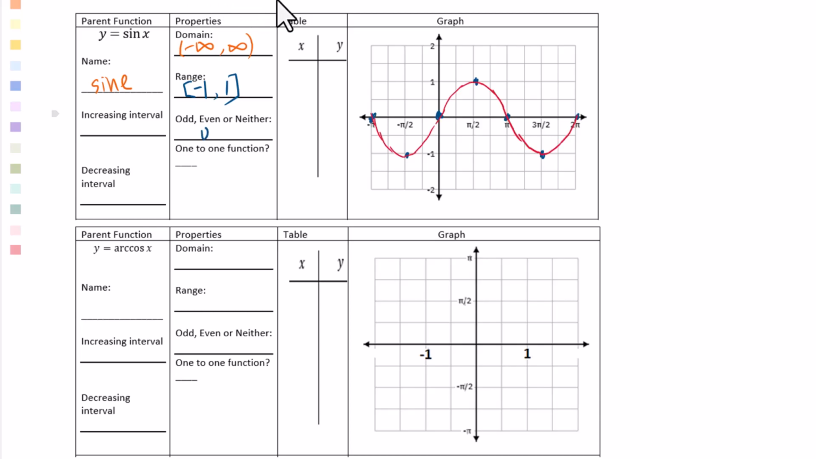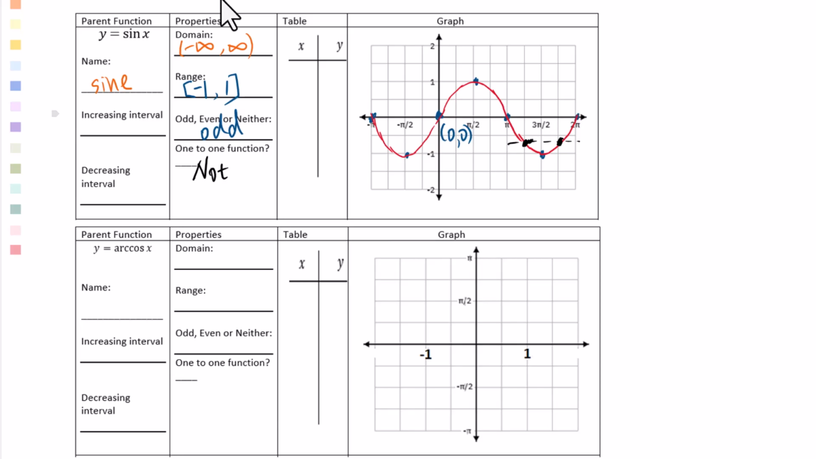It's an odd function because the graph is symmetric about the origin. It's not a one-to-one function. When we draw any horizontal line, we get two intersections, so it's not one-to-one.